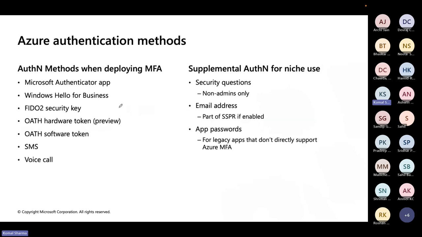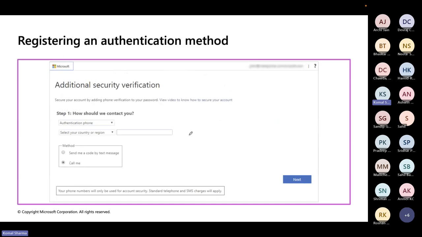Okay, so now as we have configured and enabled the MFA, when we are planning for the MFA, what are the other authentication methods that you can configure for multi-factor authentication? So there are some Azure authentication methods, like Microsoft Authenticator application, Windows Hello for Business, FIDO2 Security Key, OATH application, OATH Hardware Token, Software Token, SMS, and Voice Call. There are some supplemental methods, like security questions, that is for non-admin users only. Email address, that is a part of SSPR if it is enabled, and app password, that is for your legacy application.